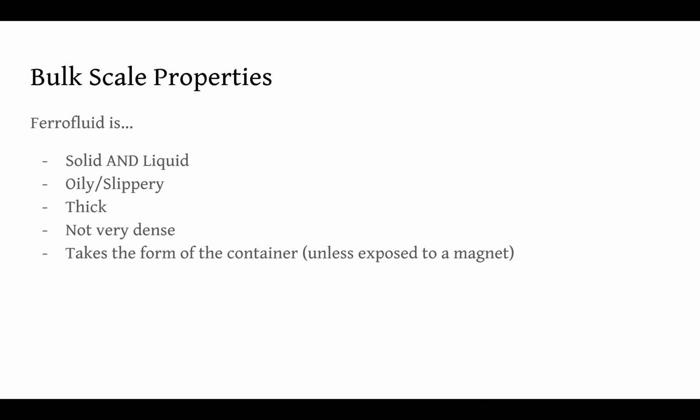Okay, so some bulk scale properties are that ferrofluid is a solid and a liquid. It's oily and very slippery. It's thick, but it's not very dense, and it takes the form of the container much like a liquid unless it's exposed to a magnet.